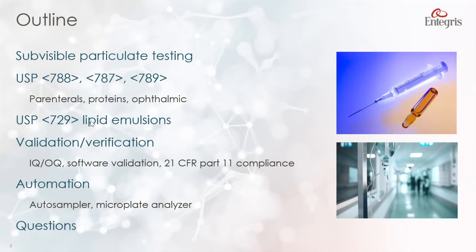Then we'll talk about USP 729, where we're not looking at contamination, we're looking at the actual drug product, which is a lipid emulsion. When we first implement these systems into laboratories, a very important phase is the validation and verification. We'll cover in some detail how we go through that process. And then we'll talk about how we've come up with new solutions for automating these tests for labs with a lot of sample throughput who would like to see how to perform these automatically.